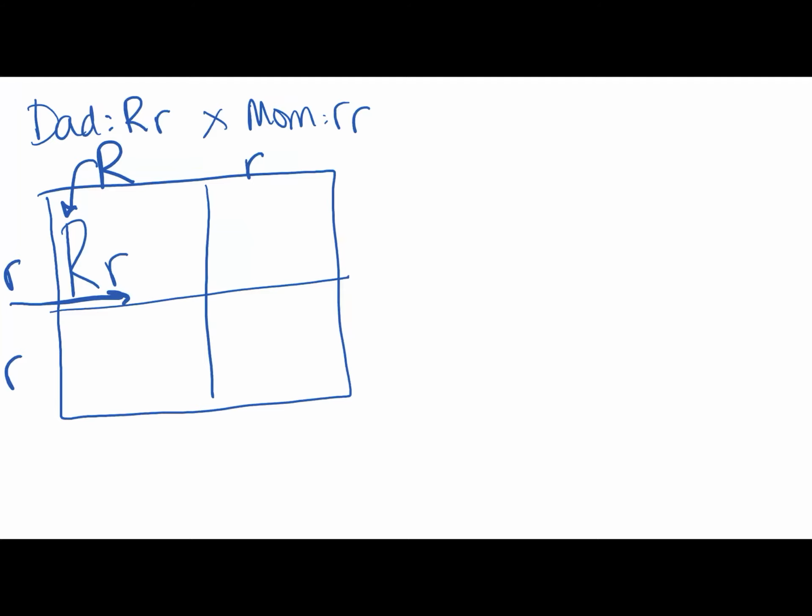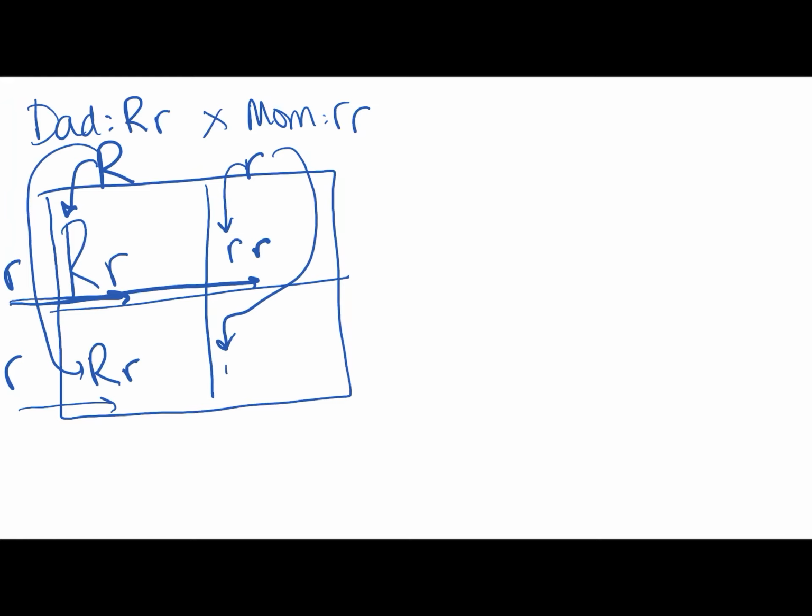So dad's big R comes down, mom's little r comes over. Okay? For our top right box, dad's little r comes down, mom's little r comes over. For the bottom left, dad's big R comes down, mom's little r comes over. For the bottom right, mom's little r comes down, dad's little r comes down, mom's little r comes over.